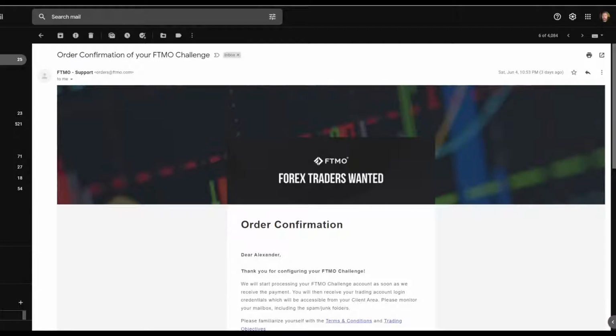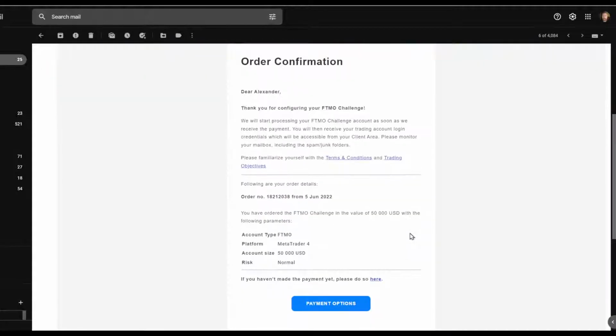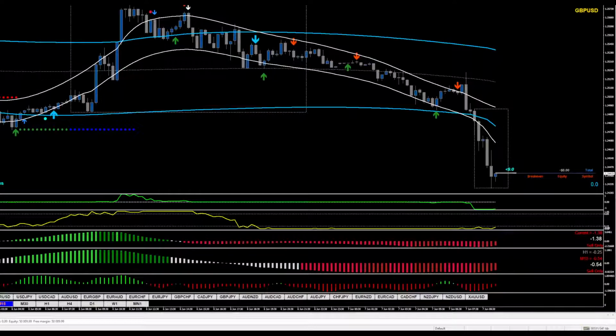So you can see that this is the order confirmation for my challenge here. June 5th is when I ordered it. Okay, so 2 days ago. And you can see this is for the FTMO challenge and a value of 50,000. This is my order confirmation. So this is what we're doing right now. See how it goes. Like I said, patiently waiting for my entry. If you have any questions, please feel free to ask.